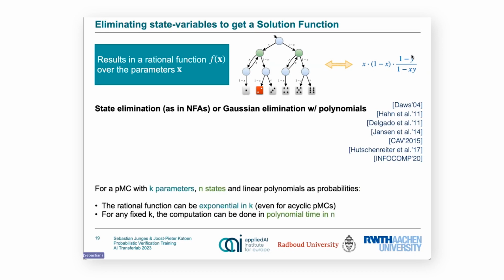There are some nice facts. So if you think about this for k parameters and n states, and all the transitions that you have as an input are assumed to be linear, then the rational function can be exponential in the number of parameters, even if this parametric Markov chain doesn't have any loops. And for any fixed number of parameters, the computation can actually be done in polynomial time in the number of states. So if you have only one or two parameters, you still have a polynomial time routine.